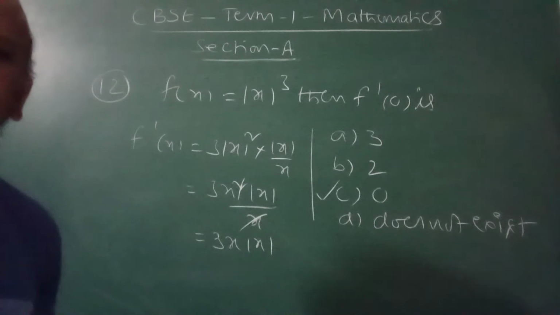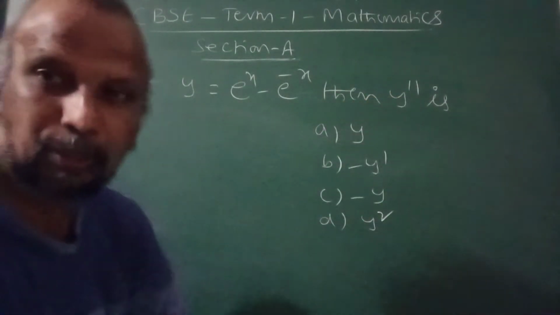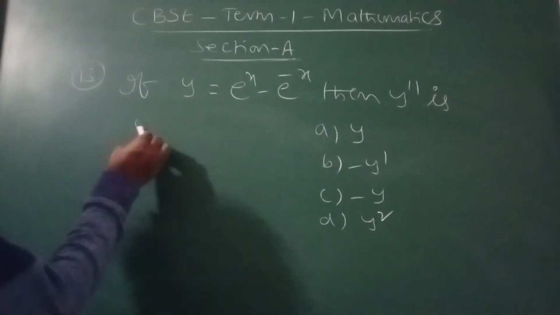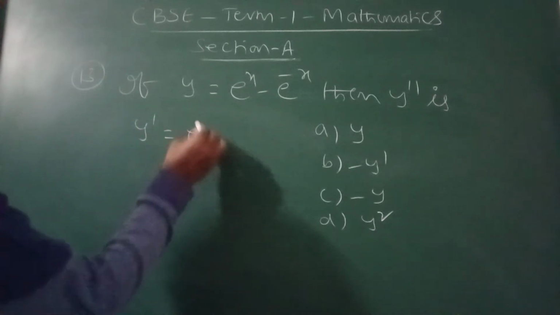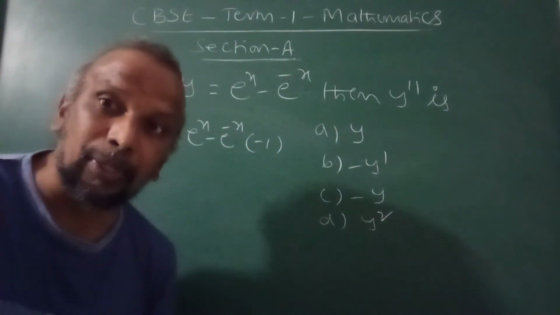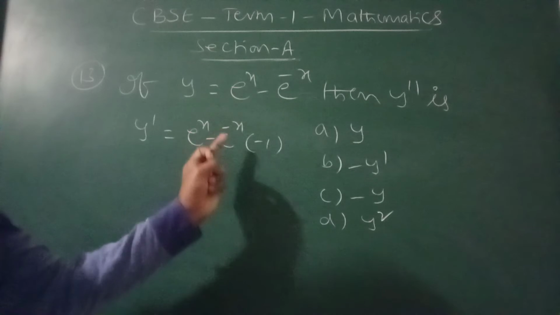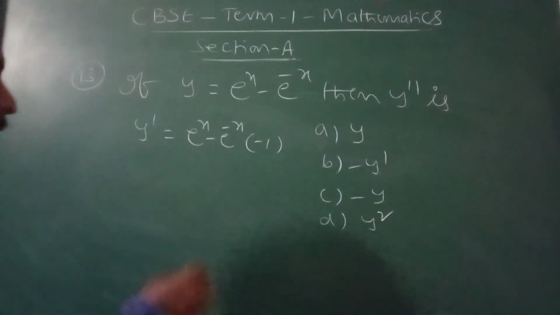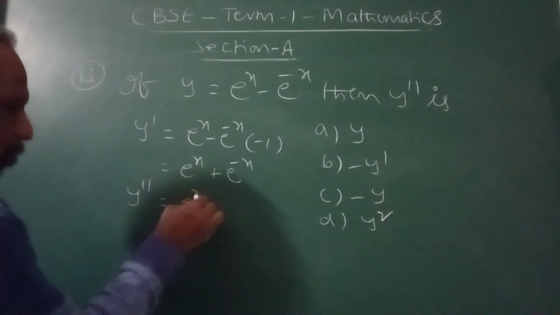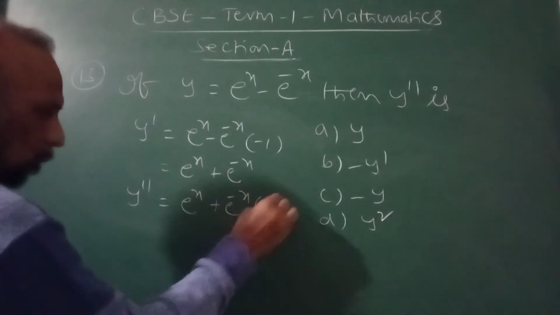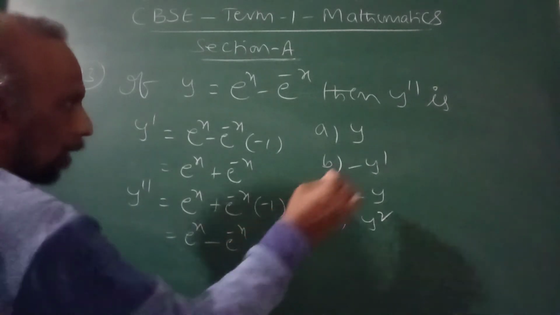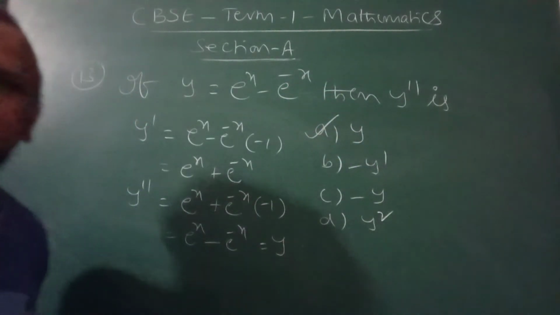Next one. This is a simple problem. They are asking for the double derivative. y equal to e power x minus e power minus x, then y double dash. So first derivative, I can write y dash: derivative of e power x is e power x. Derivative of e power minus x is e power minus x into derivative of minus x, which is minus 1. So I will get e power x plus e power minus x. If I take the double derivative, e power x plus e power minus x into minus 1, that is e power x minus e power minus x, it gives y. Your answer is option A. That will be your answer, option A.